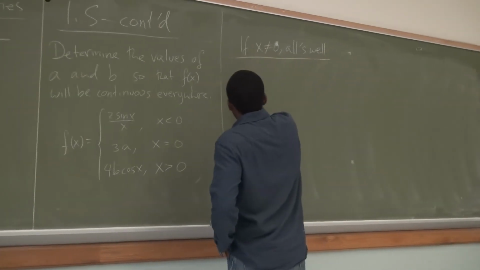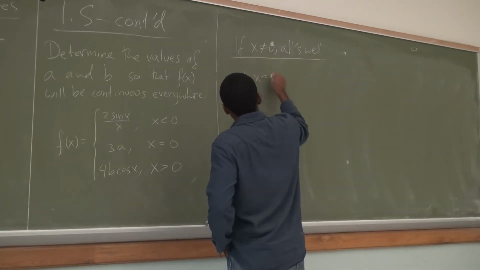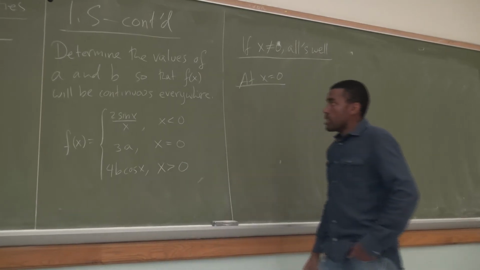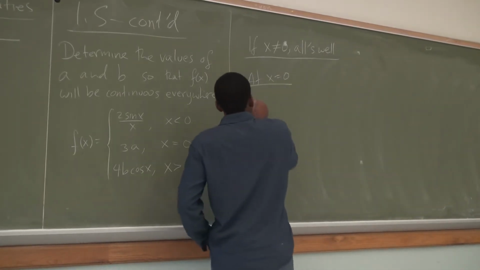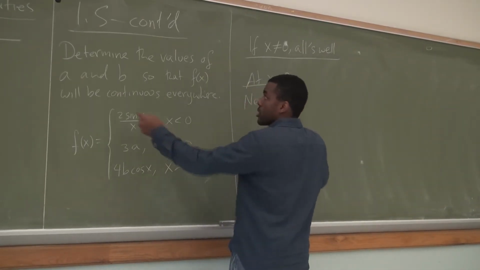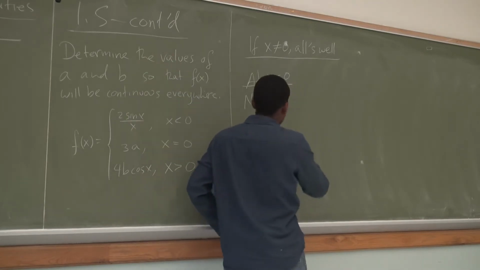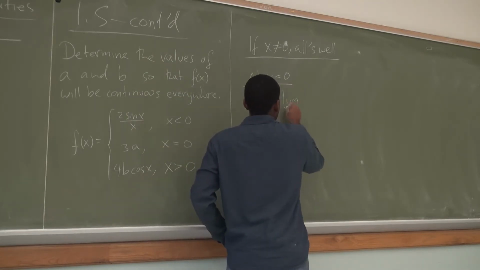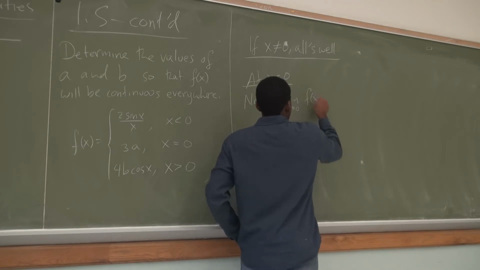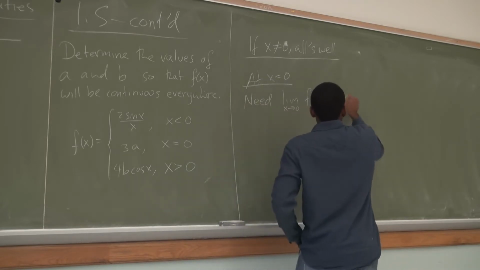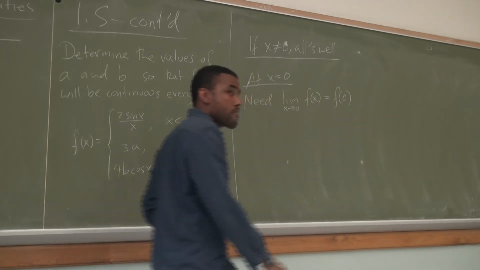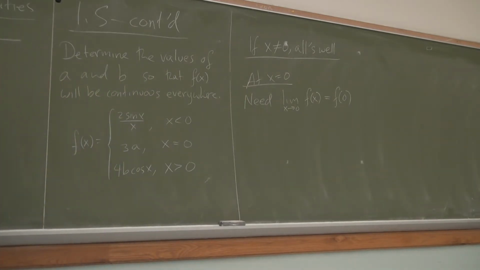So now we have to worry about at x equals 0. The question is, we need to determine how to make it continuous. We need the limit as x approaches 0 of f of x to be equal to f of 0. Right? That's what we need to happen.